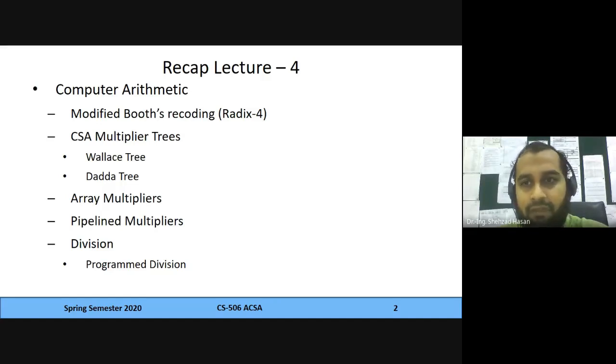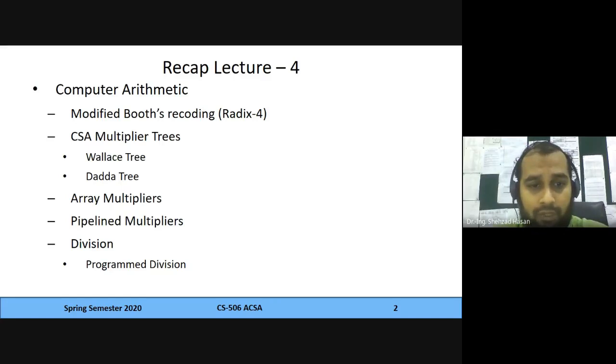And then at the very end we looked at the division operation. So we were continuing with the division operation, and a basic division algorithm could be to start subtracting the numbers till you get a remainder which is less than the divisor's value.